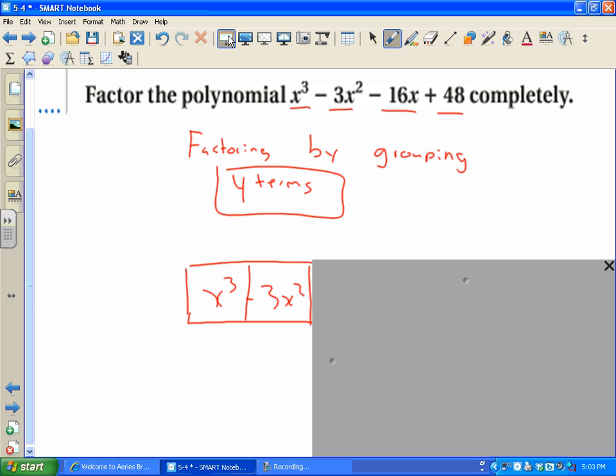If I'm looking only at the left-hand side, I've got an x cubed and a negative 3x squared. The greatest common factor that I can take out between an x cubed and a negative 3x squared is an x squared. If I take out an x squared, that gives me an x here. If I've taken out an x squared, that gives me a negative 3 there. Factored on the left.